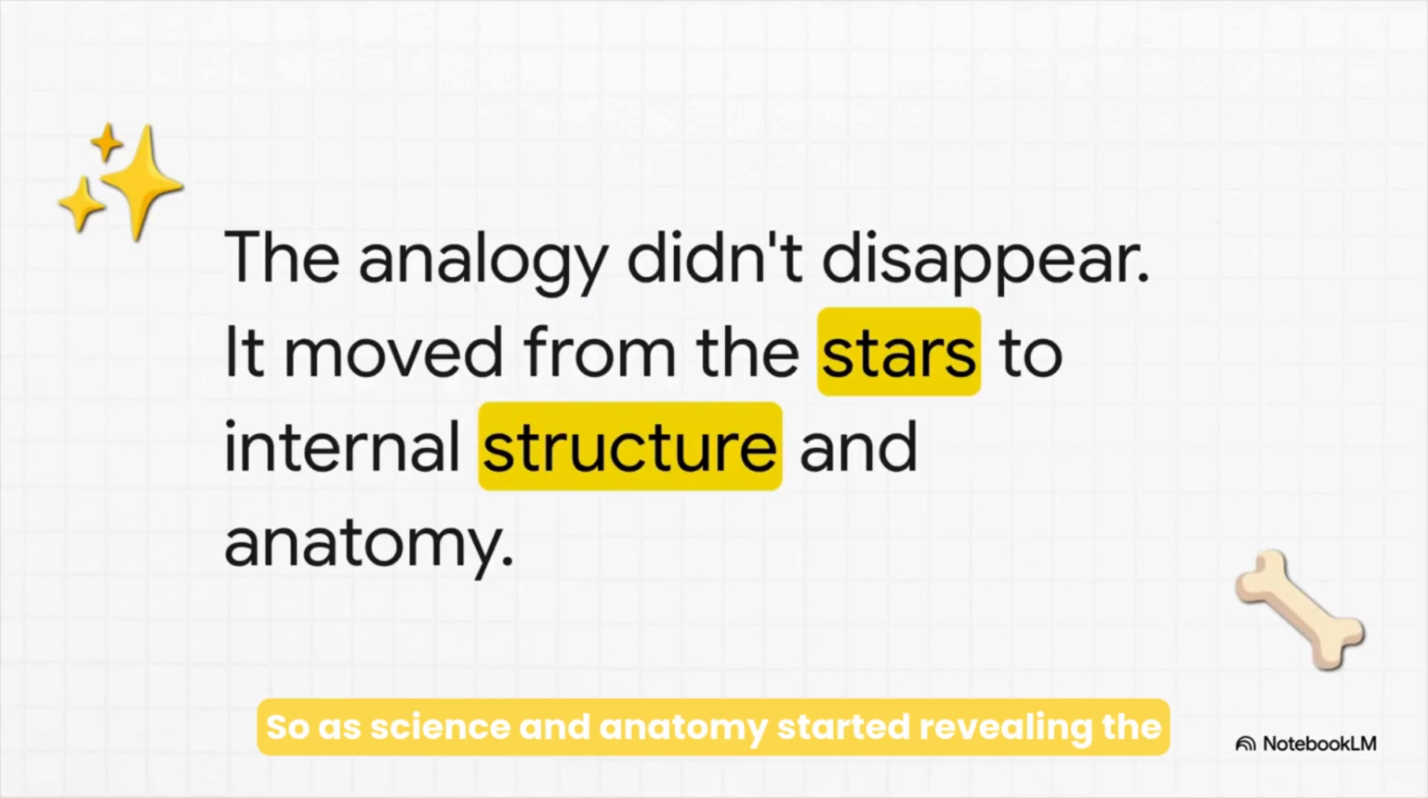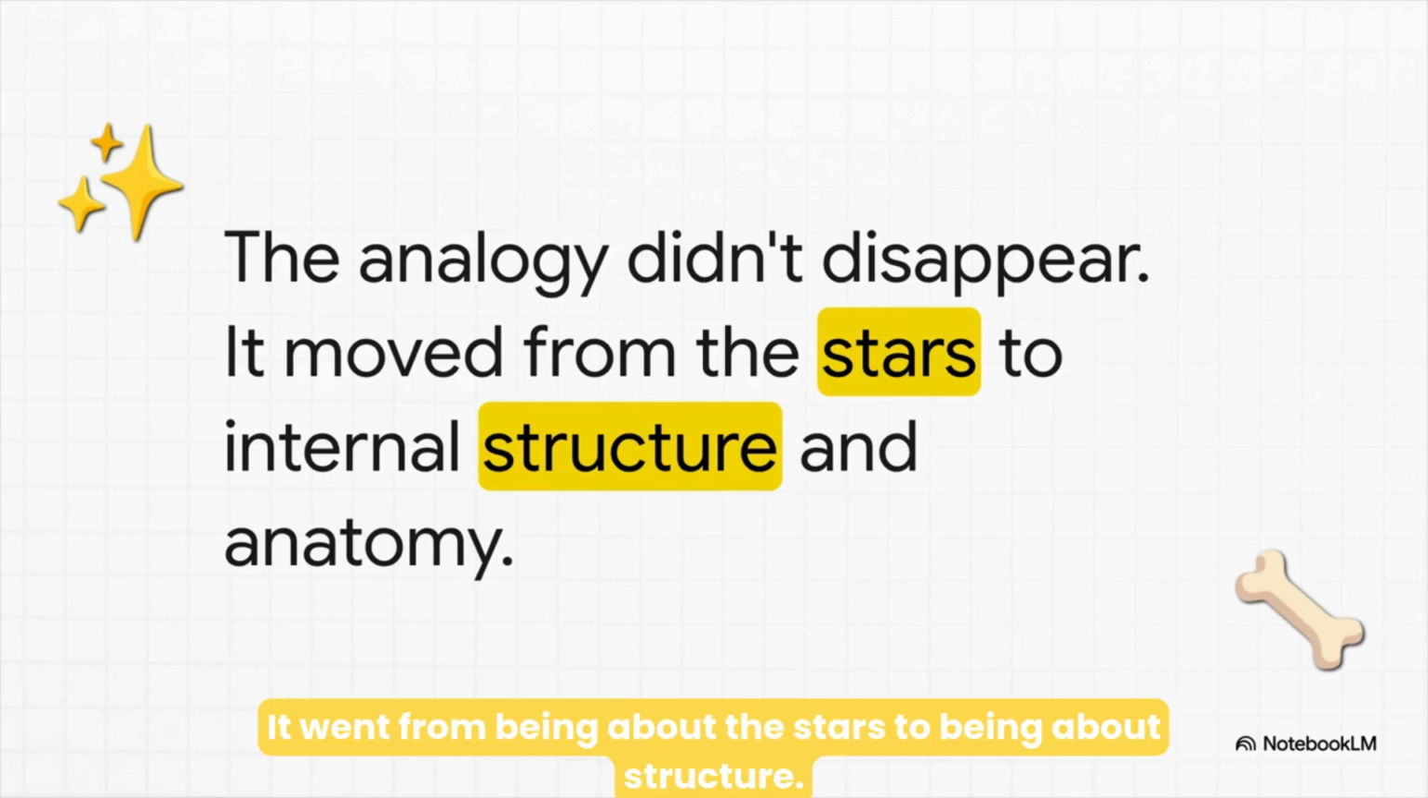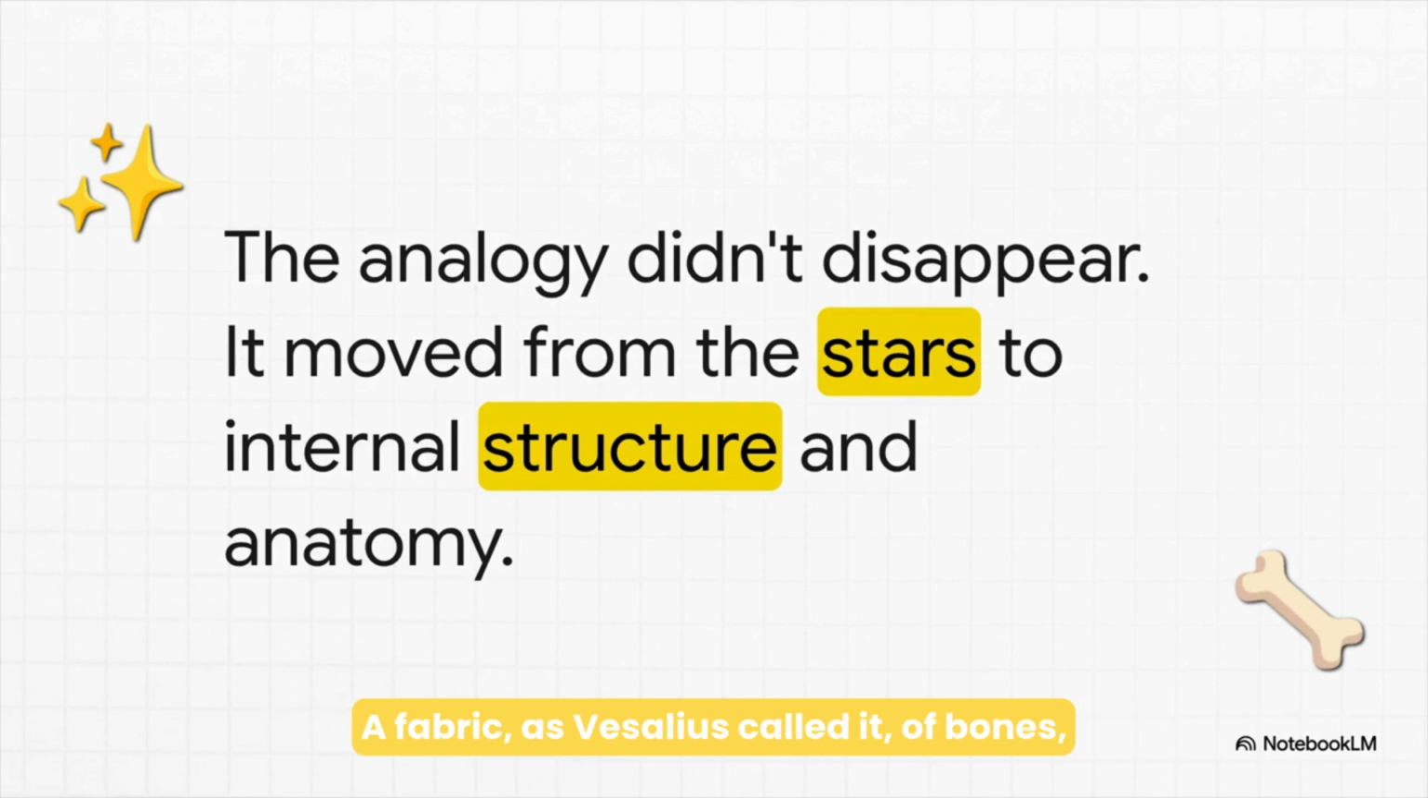So as science and anatomy started revealing the body's inner workings, the old analogy didn't just vanish, it moved. It went from being about the stars to being about structure. The body was no longer seen as just a map of the heavens, it became a piece of architecture in its own right, a fabric, as Vesalius called it, of bones, muscles, and sinews. The whole grand analogy basically moved from the stars outside to the incredible structure within us.